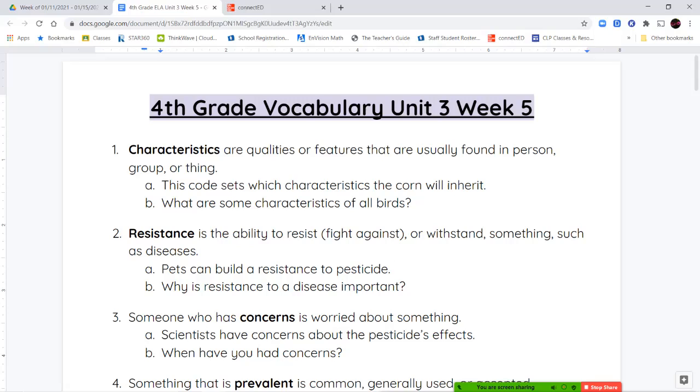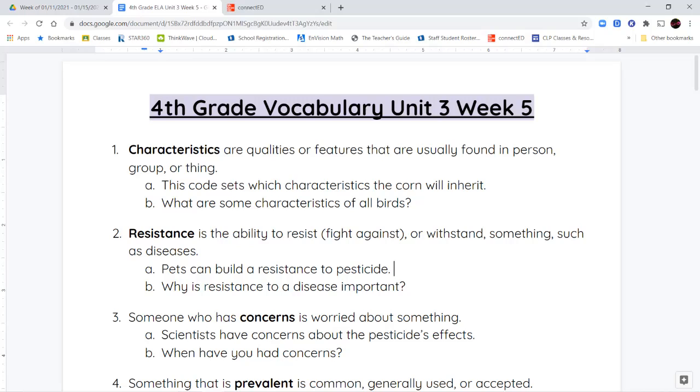Your first word is the word characteristics. Characteristics are the qualities or features that are usually found in a person, an animal, a group, or a thing. So the code sets which characteristics the corn will inherit. Characteristics could be, for example, if we're talking about birds, a certain characteristic may be the shape of their beak or the length of their claws, or what kind of feathers do they have? Do they have short little feathers or longer ones? So characteristics are the qualities or the features of a person, a group, an animal, a thing.